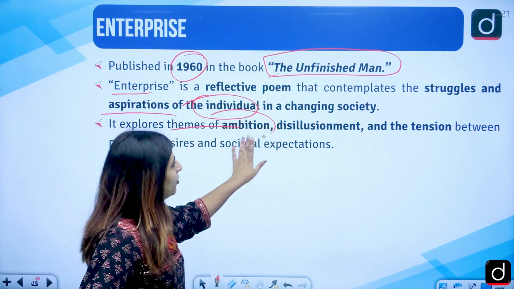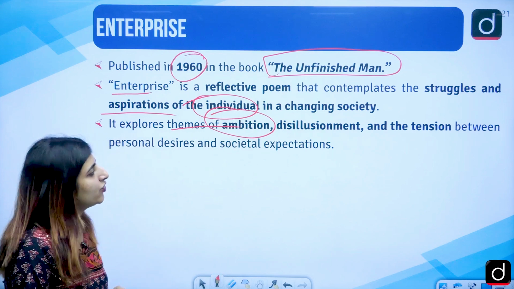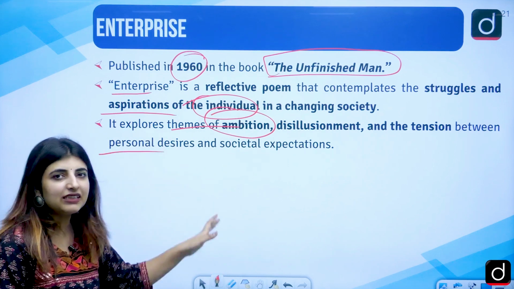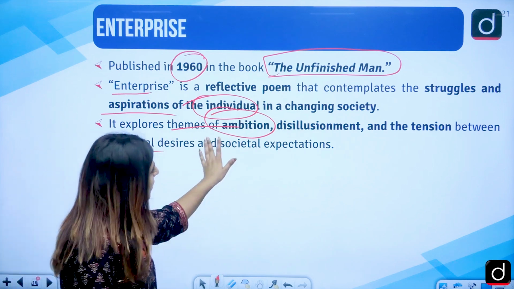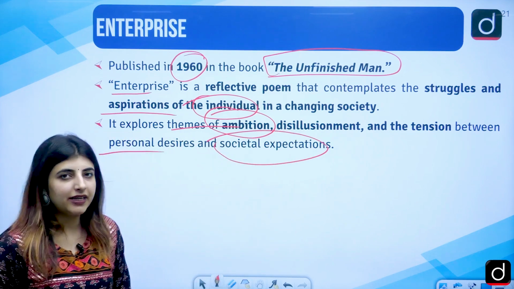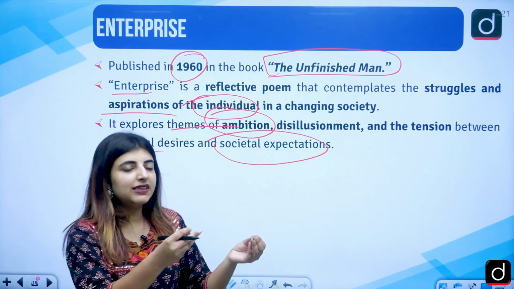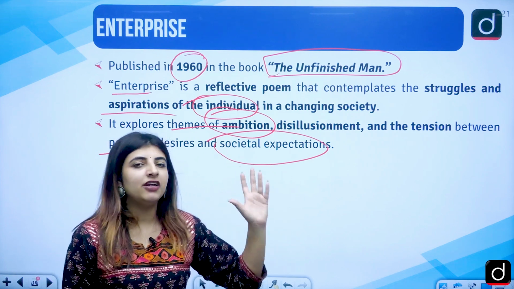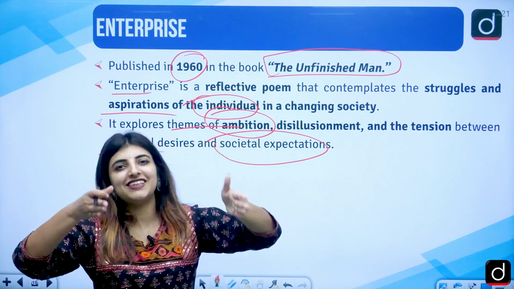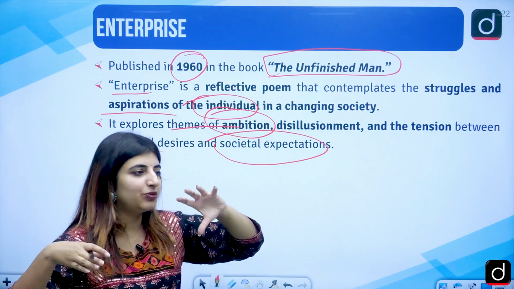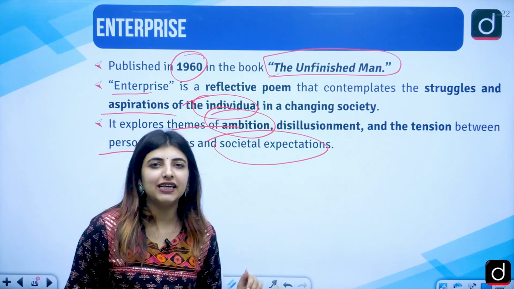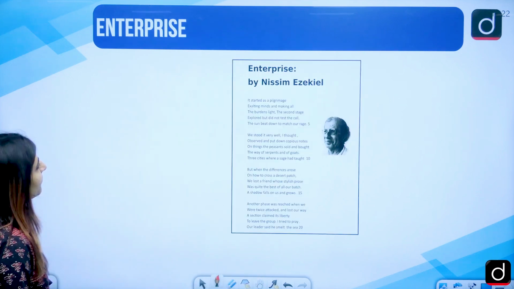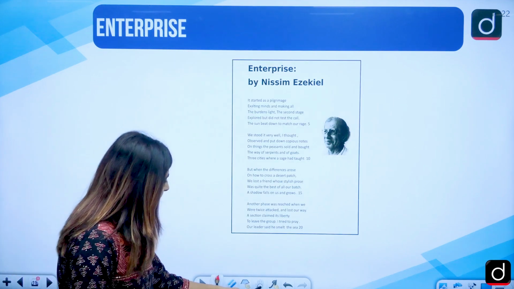Explores the themes of ambition, disillusionment, and the tension between personal desires, that this is what I want to do, but these are the expectations from the society. I want to pursue masters in English, but the society expects me to become an engineer. So the constant conflict and the struggle which is between an individual and the societal expectations, correct? So we are going to read it here.